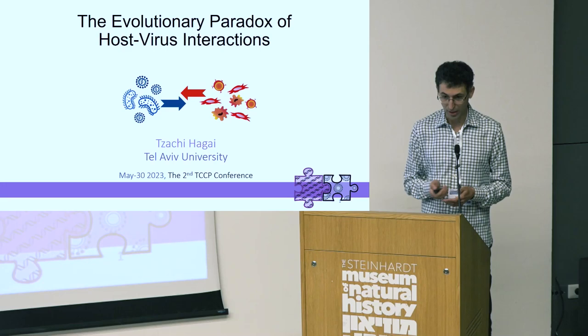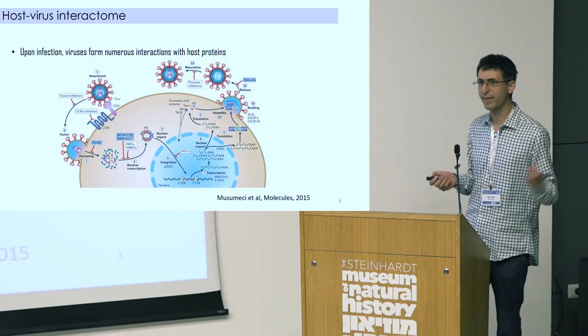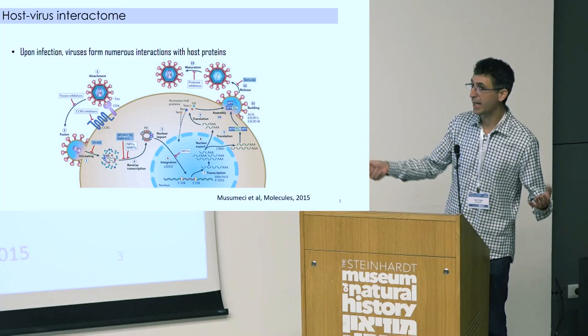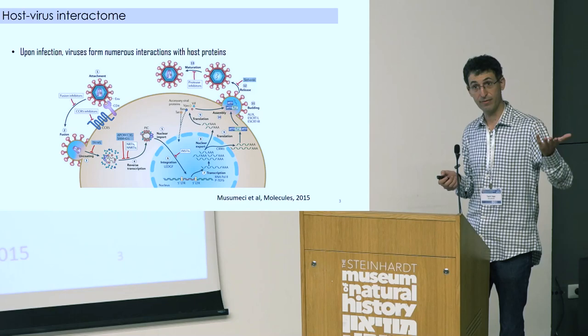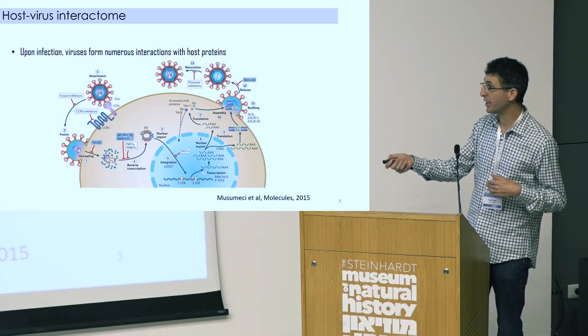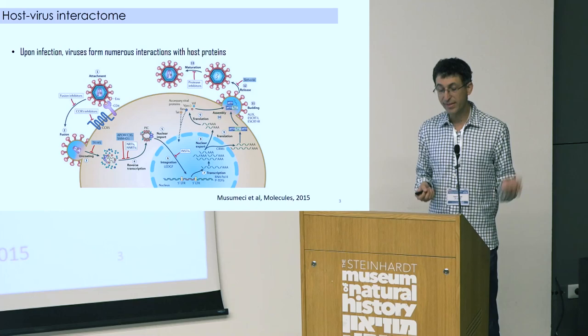Okay. So viruses, being obligate intracellular parasites, have to replicate within our cells, and they form numerous interactions, dozens, sometimes hundreds, with our host proteins. Most of these interactions are helpful for the viruses to replicate, right? They need to interact with the receptors to get into the cells. They need to interact with the ribosome to get translated, and everything in between. However, some of these interactions are also bad for the viruses.